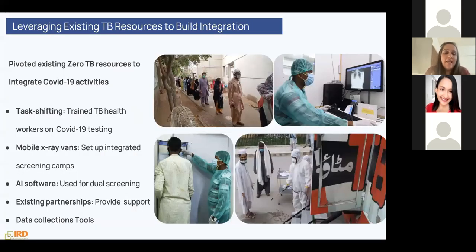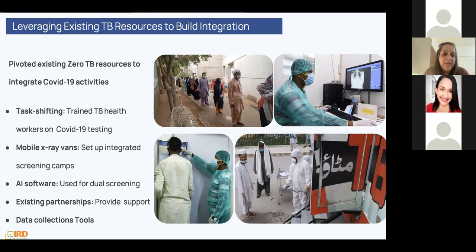It is at this time that we obviously rehashed our thinking, and we pivoted existing zero TB resources and decided to integrate COVID-19 activities as part of our TB services, to go out and do integrated disease-based screening and testing in different areas and settings. How did we do this?